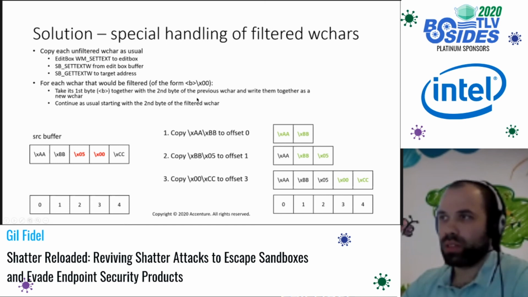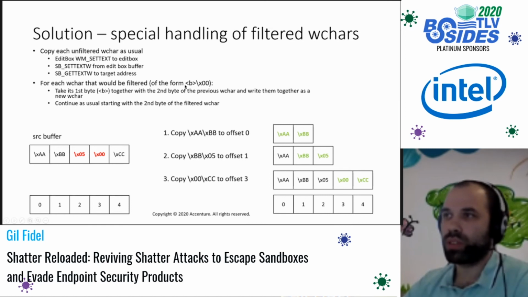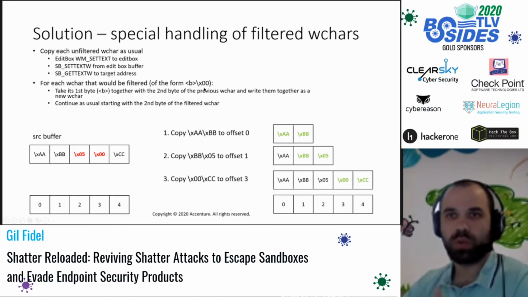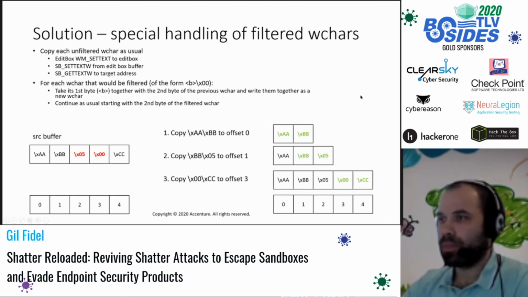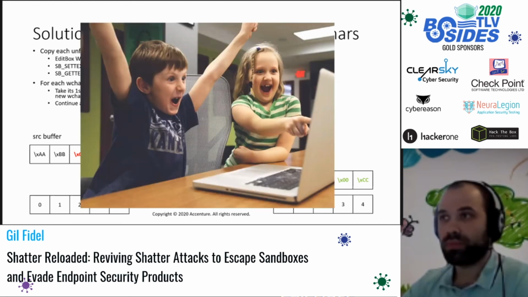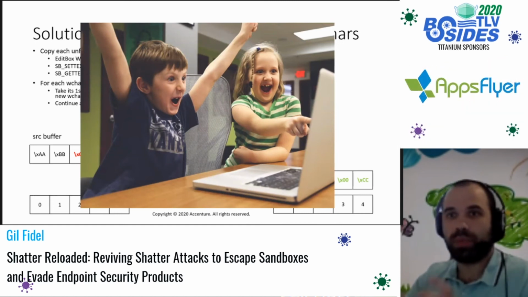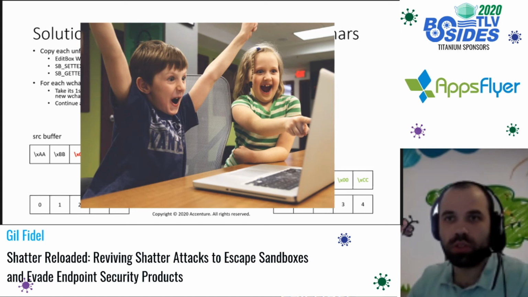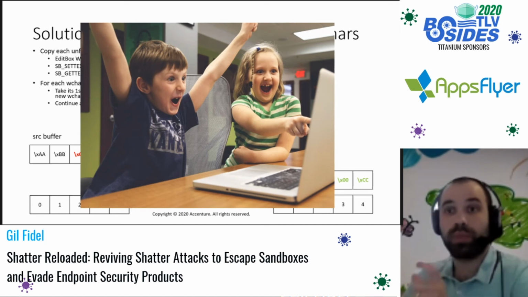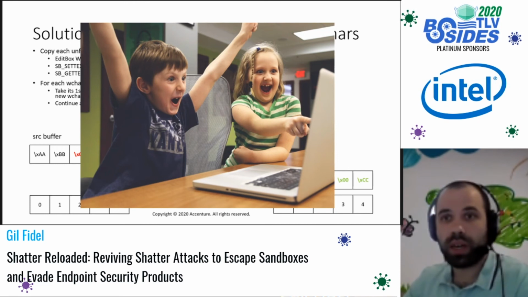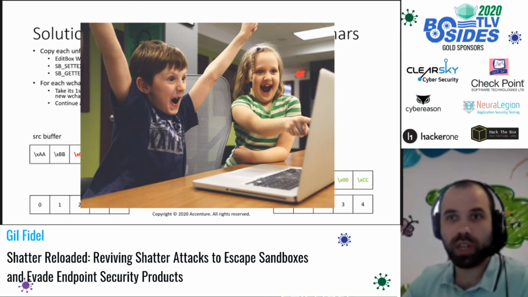So eventually we have the entire source buffer copied. Basically, in order to copy a filtered wide character of the form B00, we first copy B with the previous one, and then we copy 00 with the next one. And basically, that was it. Now it worked. We were able to set up all the memory in the target process in order to invoke HeapCreate with the correct parameters. Once we called it, we had RWX memory, and then it was back to the Win7 scenario that we already talked about. And we were able to inject code into Explorer.